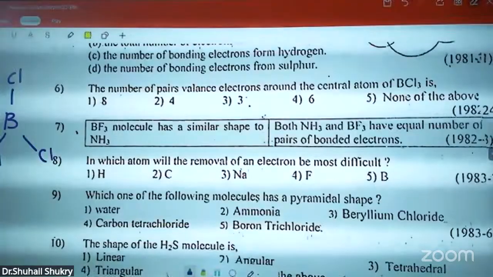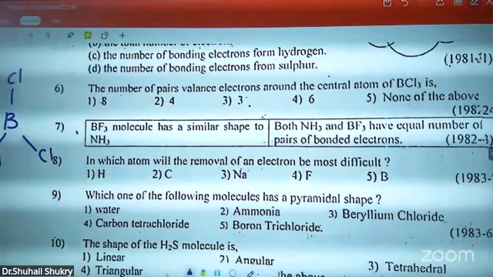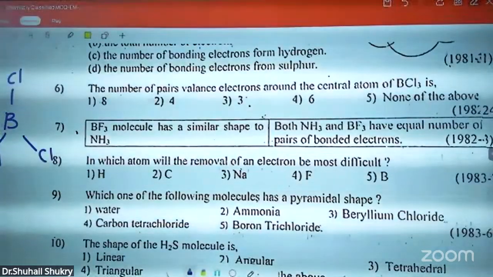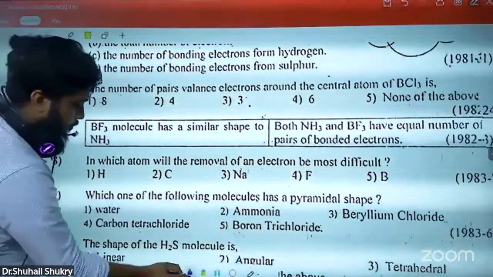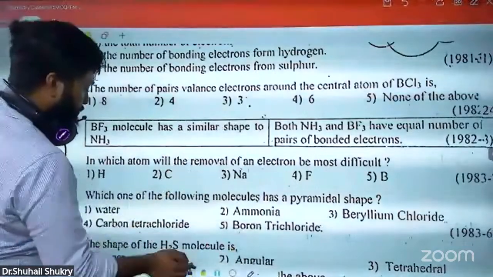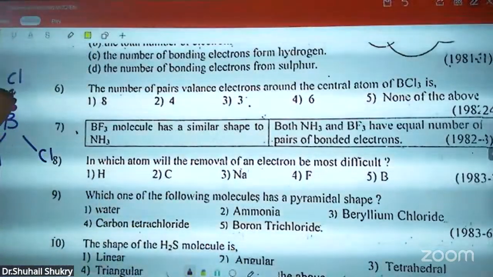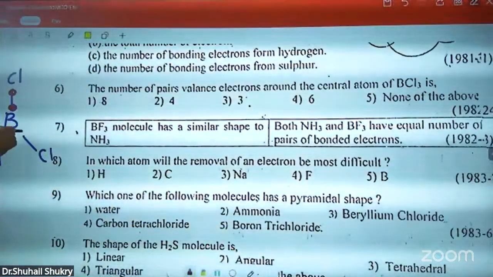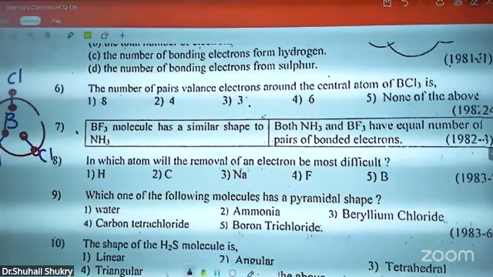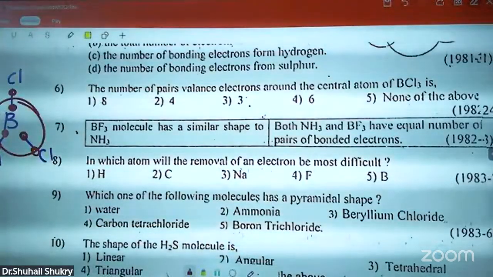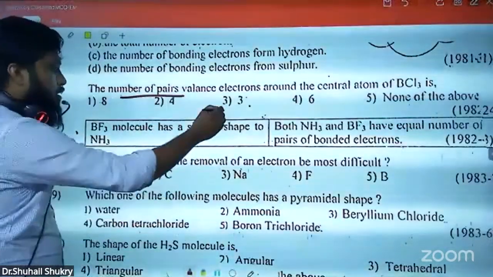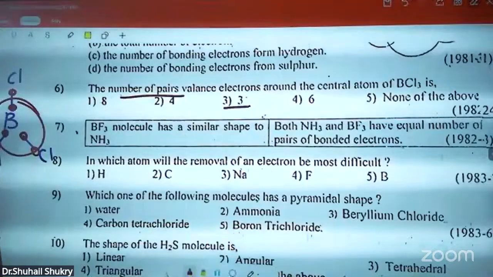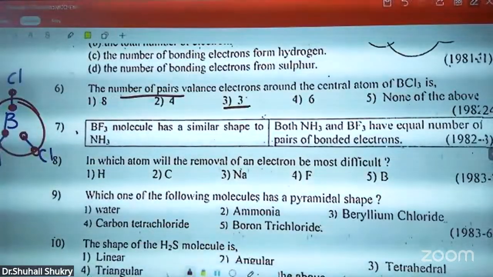What is the shape? Trigonal planar. Excellent. Trigonal planar. So how many valence electrons are there around this? This is one, this is one, this is one, this is one, this is one. So how many electrons are there around the boron? The answer is 6 electrons, but they have a number of pairs. So how many pairs are there? 3 pairs. Okay? Right.